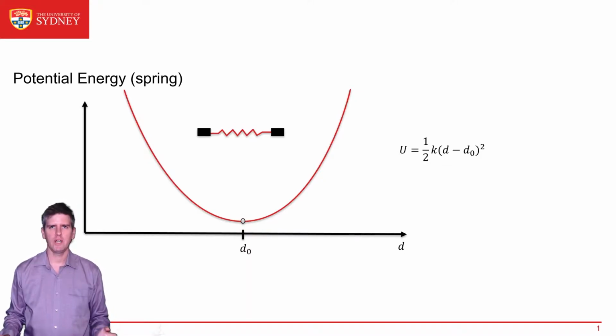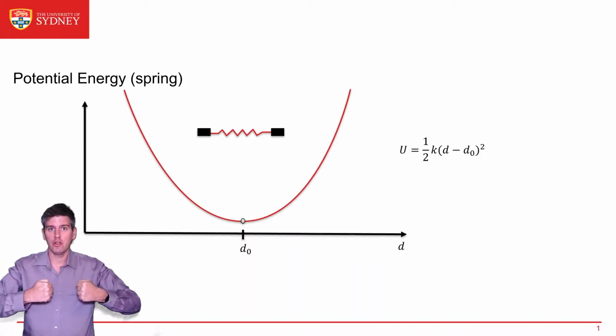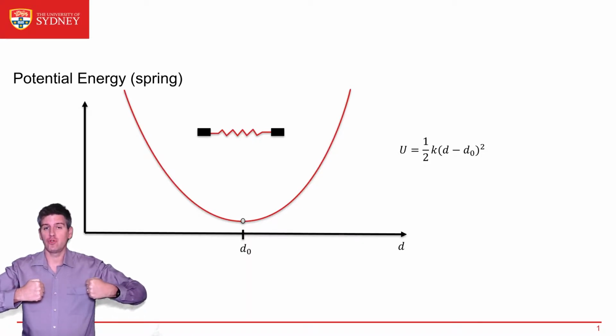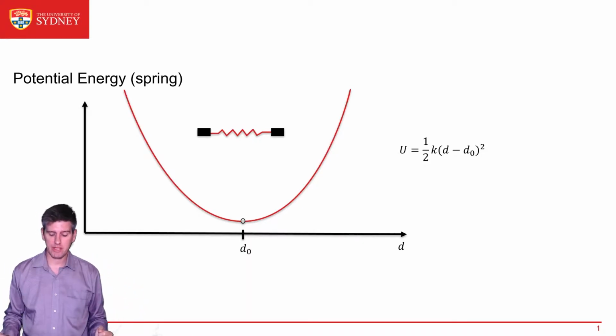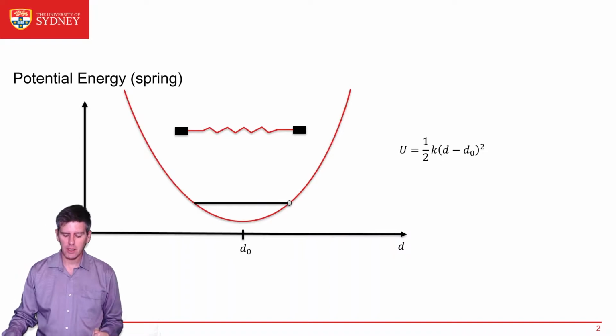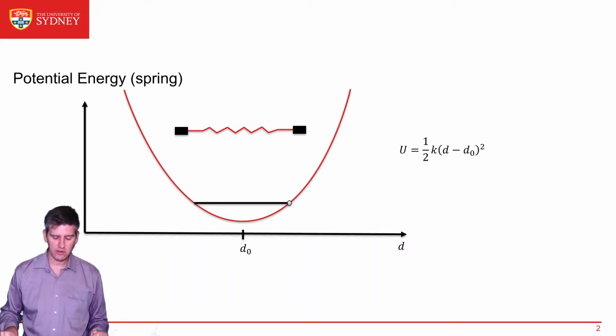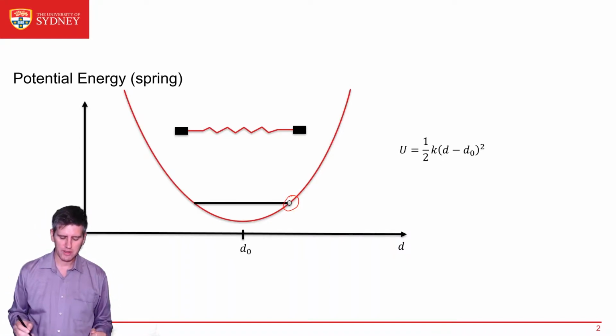So if the two masses are at rest, the potential energy is 0 here at the bottom of the parabola. If we now stretch the spring, the potential energy will increase. We're adding work by pulling the spring. We have to do work, and that work is going into the potential energy. So the potential energy is now higher, and we get to this point here.